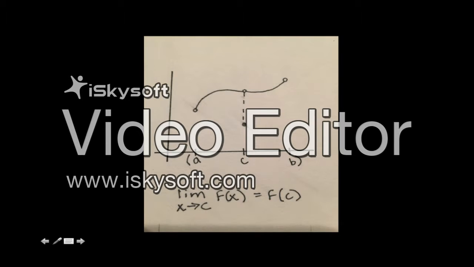Lastly, the limit as x approaches c of the function f of x must equal f of c. This function is continuous except that f of c exists someplace other than on the function, making it not continuous. Basically, a function is continuous if you can draw its graph without picking up your pen.